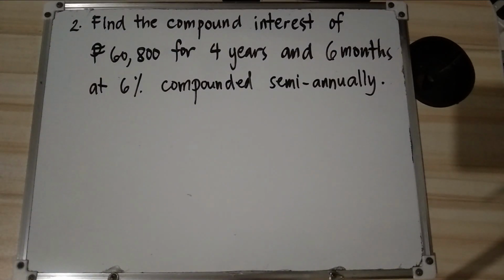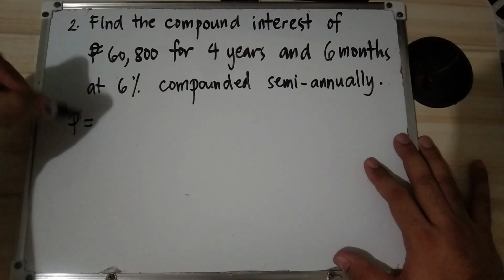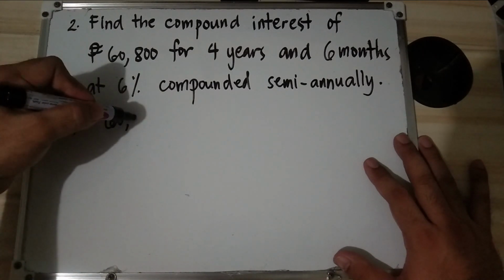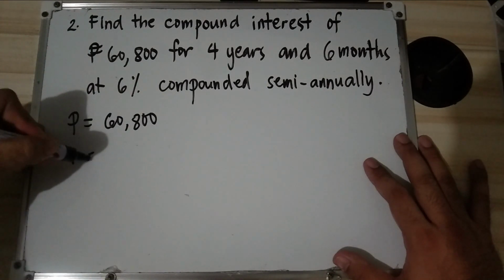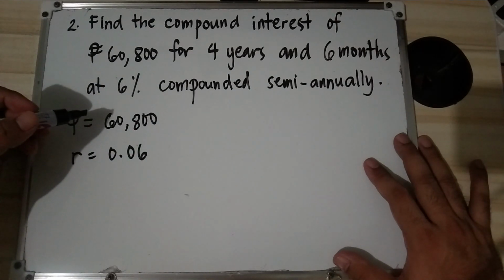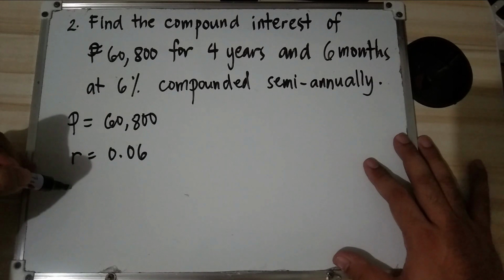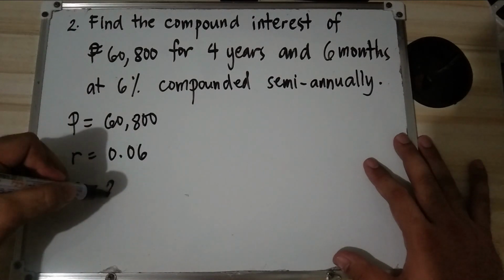So, number 2, find the compound interest of 60,800 pesos for 4 years and 6 months at 6% compounded semi-annually. Okay, so sulat muna natin yung given. Present value is equal to 60,800. Then yung R is 6% or 0.06. Then M is equal to 2.